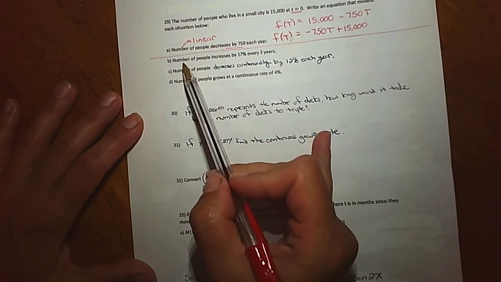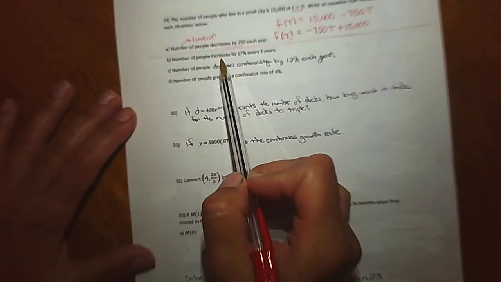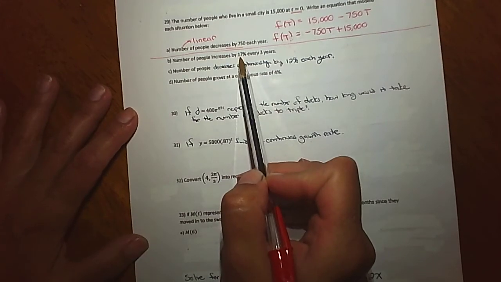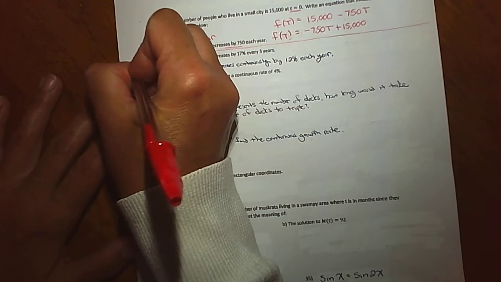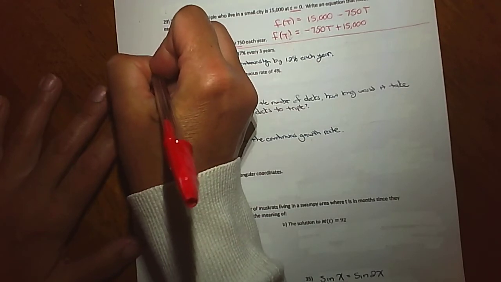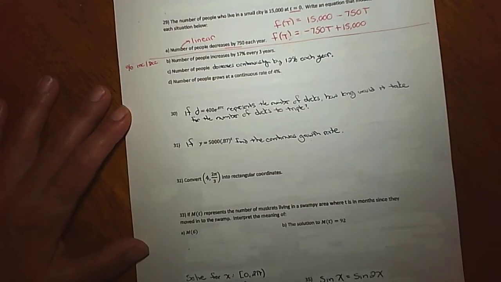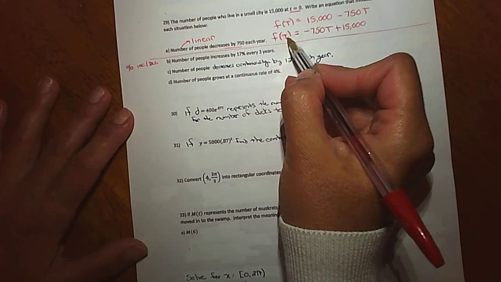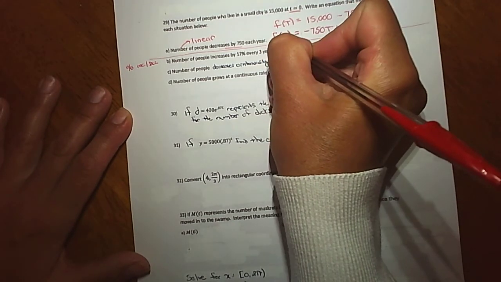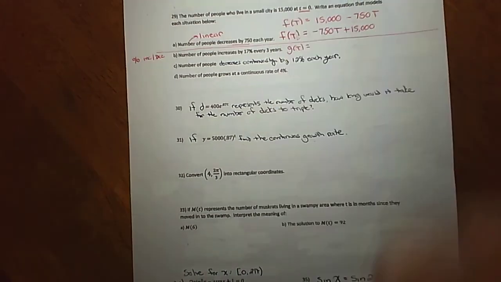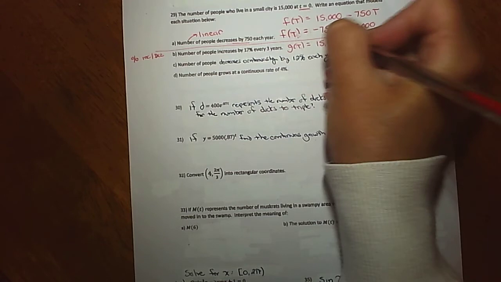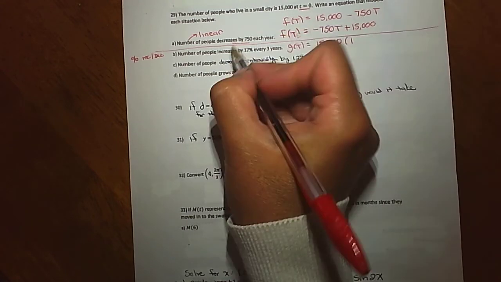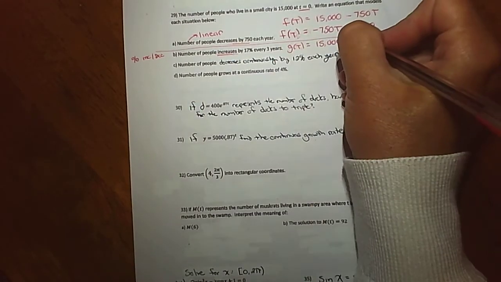Okay, next one. B: the number of people increases by 17% every 3 years. All right, this is a percent increase, decrease question. So I'm not going to use f of t again. This time maybe I'll use g of t. All right, what was the original number of people? Right, that's 15,000. Then you do parenthesis 1.